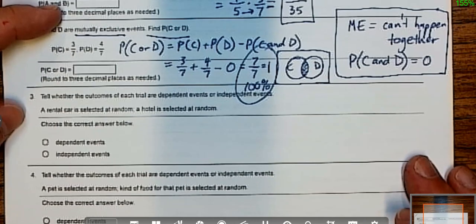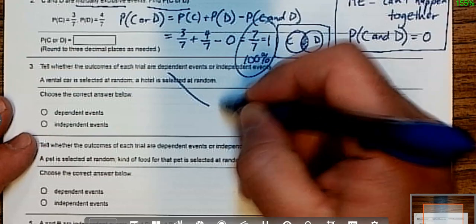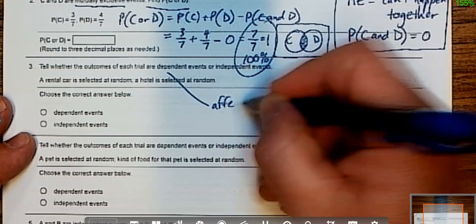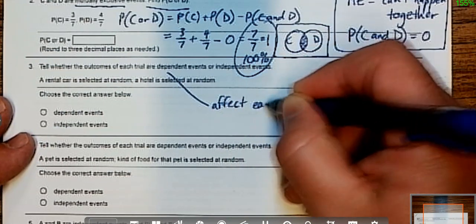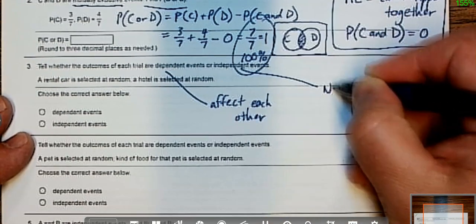Okay, now 3 and 4 just ask me to identify situations that are either independent or dependent events. Remember, dependent means they affect each other, and independent is no effect.